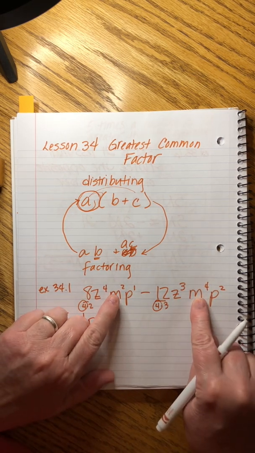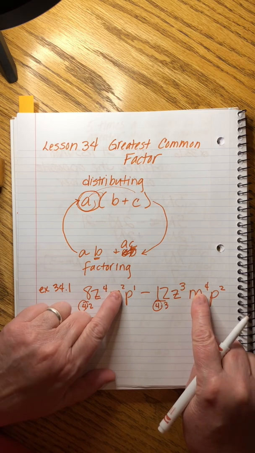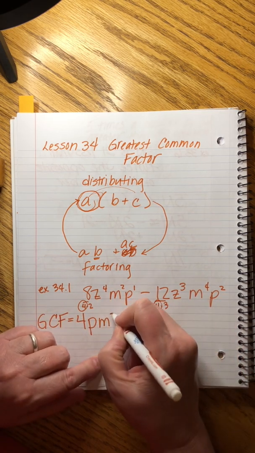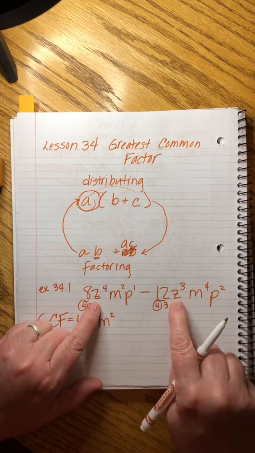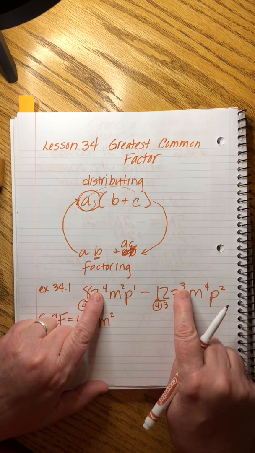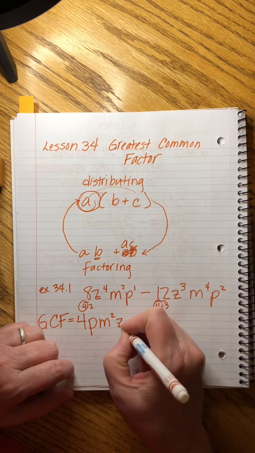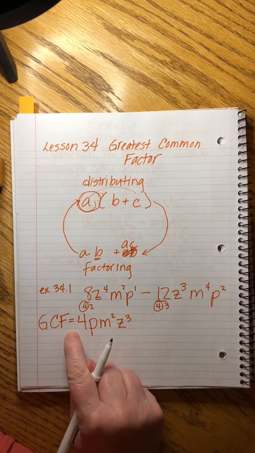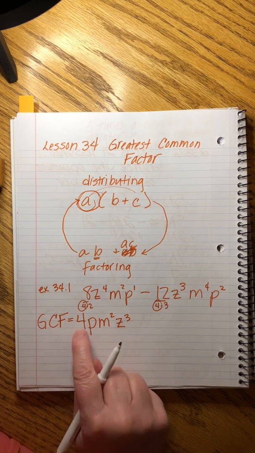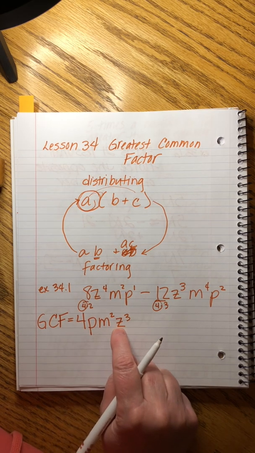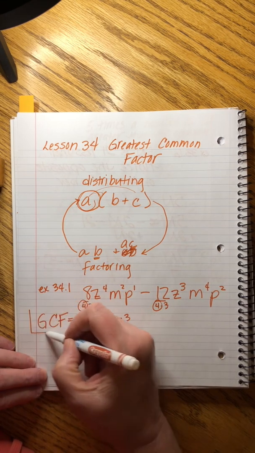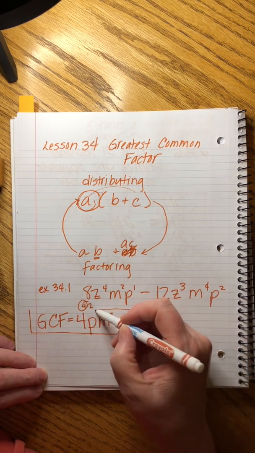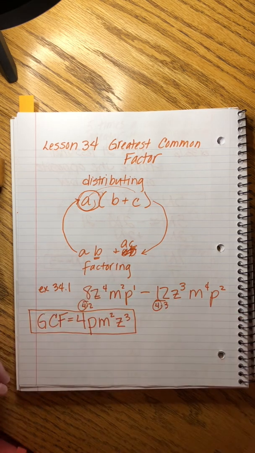Let's go with M's next. He's got 2 M's, he's got 4 M's. All right, so I can take 2 for my answer. His extras, again, this guy's got extra, can't use it. Z's, 4 and 3. All right, that means I can take 3 from both of them and I'll still be okay. So our greatest common factor is 4, z cubed, m squared, p. Now, the order is different than the problem's, but does order matter when we're multiplying? Say it with me. No, it doesn't matter.